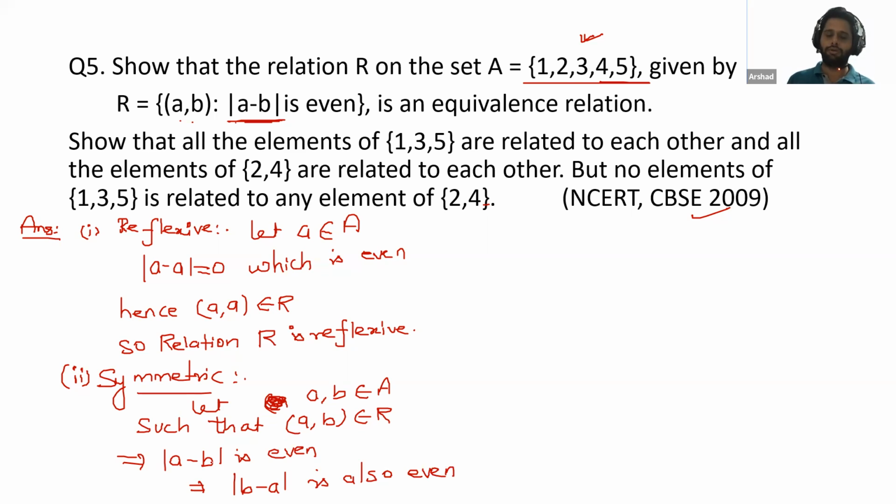You have the modulus. If you interchange these and there is a change of sign, then the modulus will convert that sign into a positive value. So if a minus b is even, then b minus a is also even. This implies (b, a) belongs to the relation R. Hence relation R is symmetric.